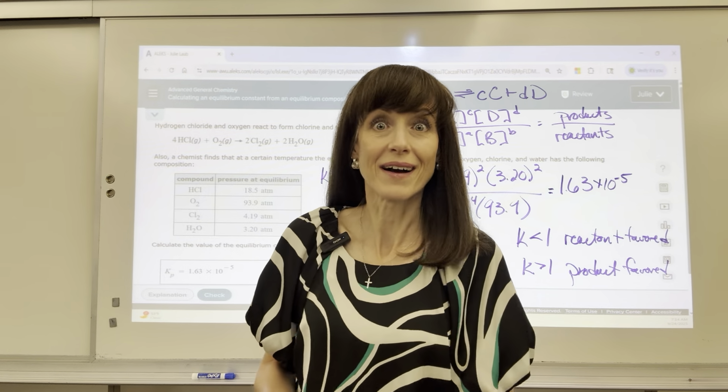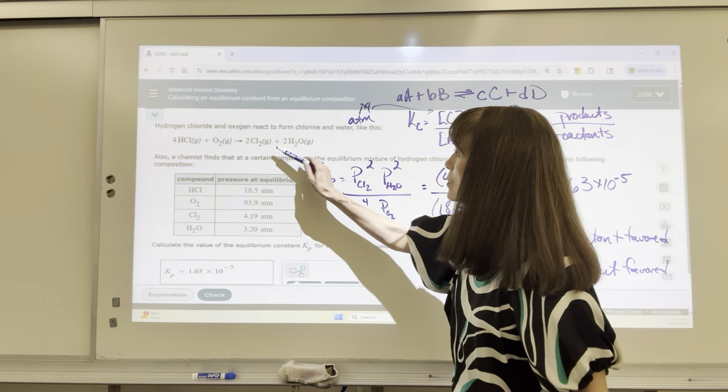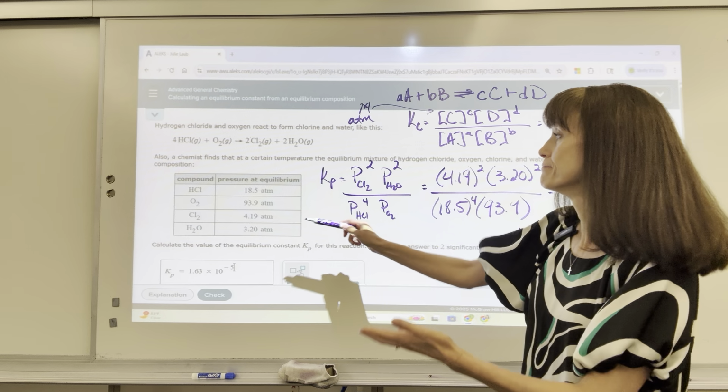Okay, so good. Well done on this. Super straightforward. You just do products divided by reactants, take the coefficient, becomes the exponent, plug and chug.